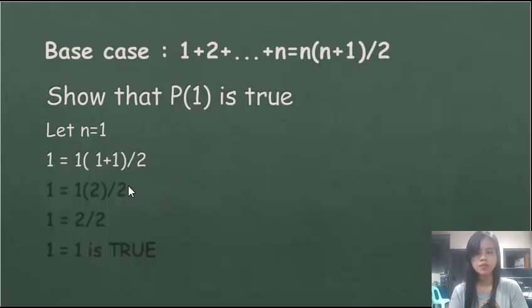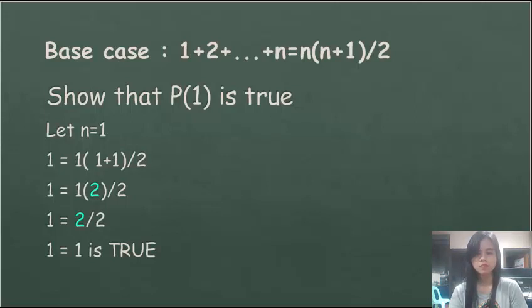Perform PEMDAS on the right hand side. So 1 plus 1 equals 2. 1 times 2 equals 2. And 2 divided by 2 equals 1. Then the left hand side is 1 and the right hand side is 1. And that's how to prove the base case. So now let's move to the induction case.